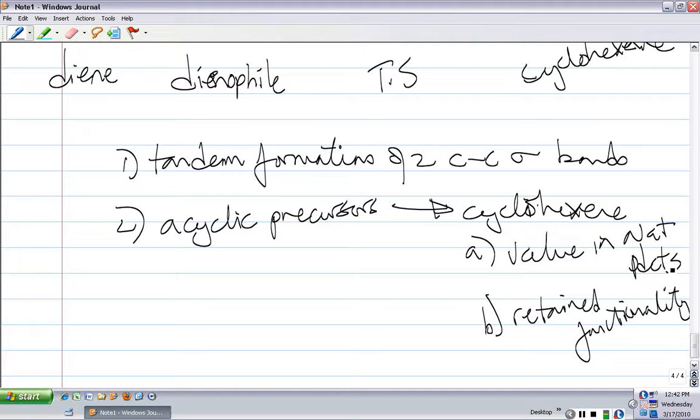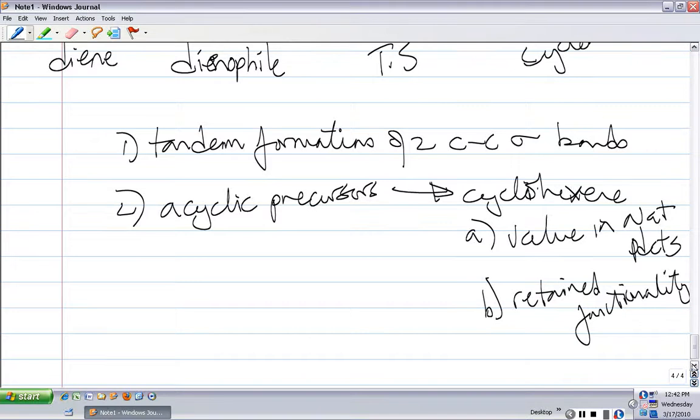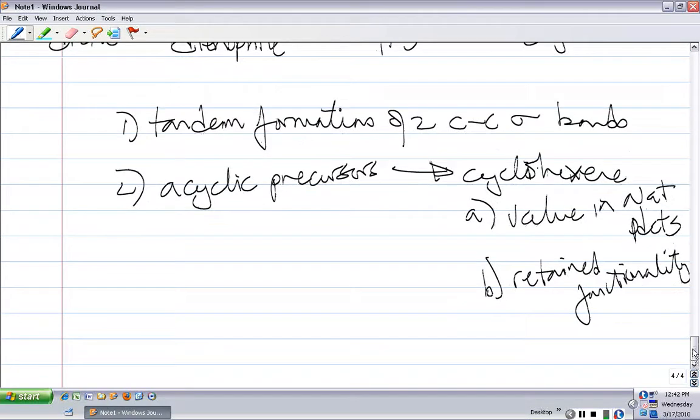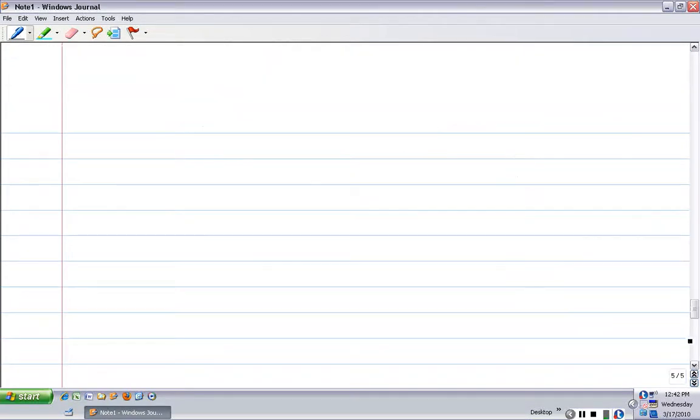Okay, so the Diels-Alder reaction is a very, very important reaction. What are the features of the Diels-Alder reaction? It turns out the Diels-Alder reaction has some features that are of particular importance.